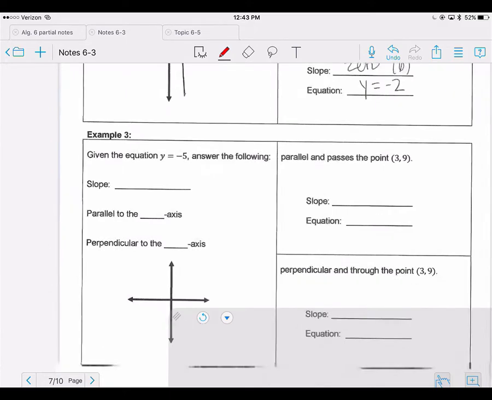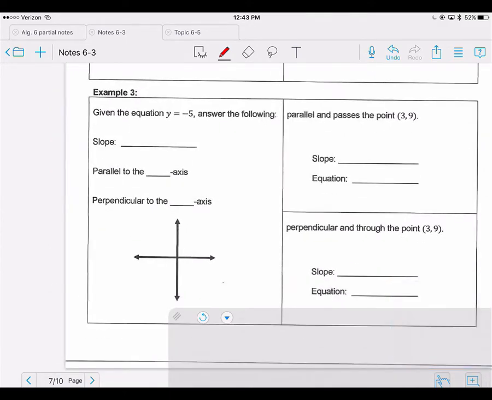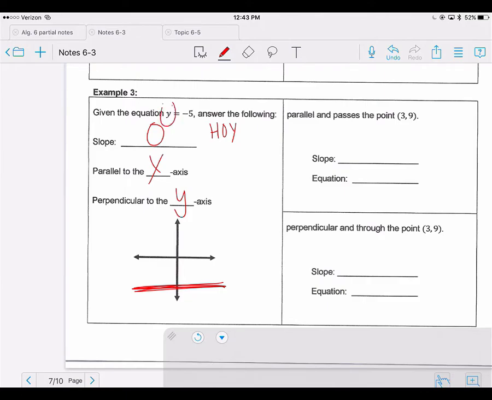So if we look down at example 3, they're giving us the equation y equals -5. So remember that y equals is a HOI equation. The slope is 0. And when I draw it, it is a horizontal line that goes through the y-axis. If it is going through the y-axis, it will be perpendicular to the y-axis and parallel to the x-axis. So on both of our special cases, perpendicular is the same letter because it has to go through the axis of the letter that it was given.